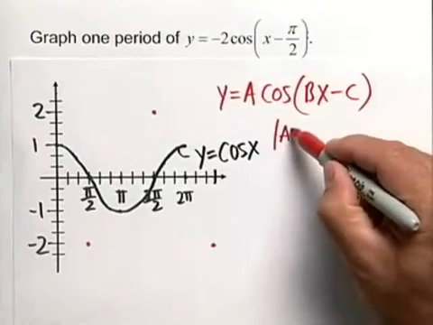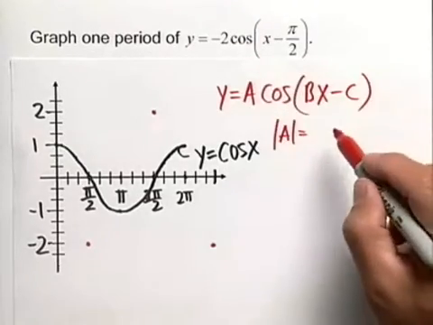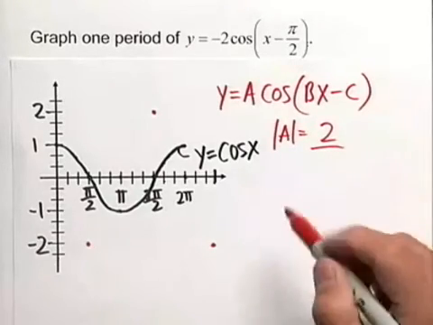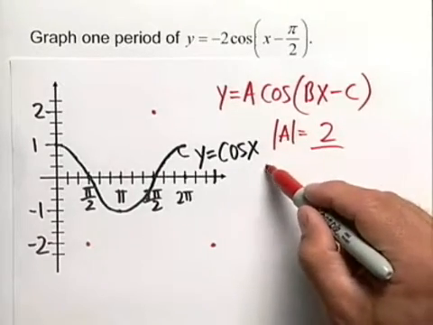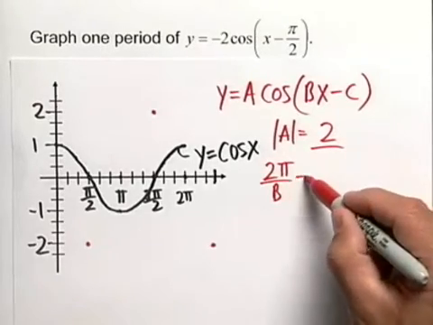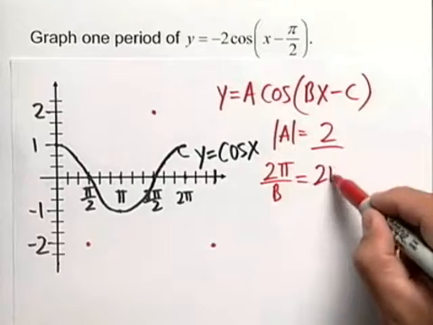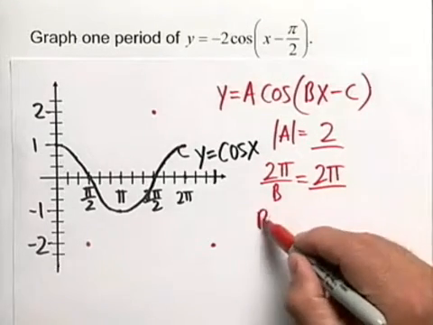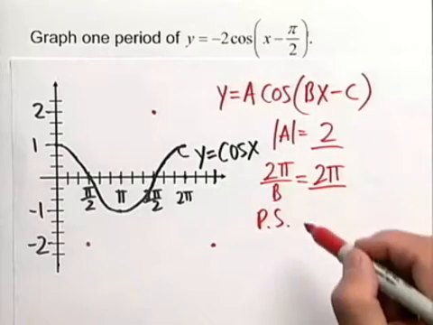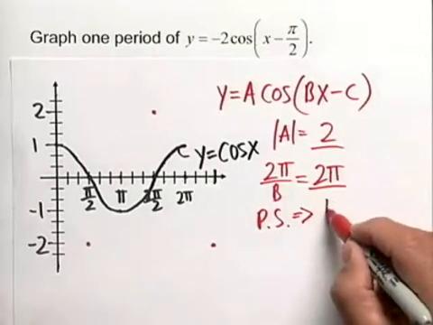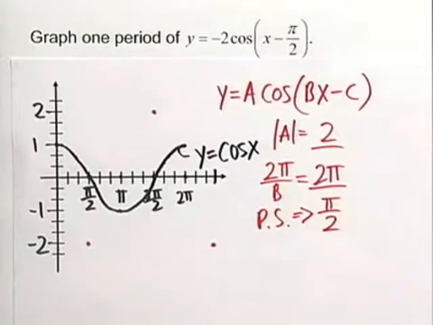Remember, the amplitude is the absolute value of a. Absolute value of -2 is simply 2. We can look at the period, remembering that the period formula is 2 pi all over b, and since b is 1 here, we can say that our period remains 2 pi. So we have that as well. And then we can talk about the phase shift, which I'll label PS for you. The phase shift in this case is c, which we have as being pi halves.